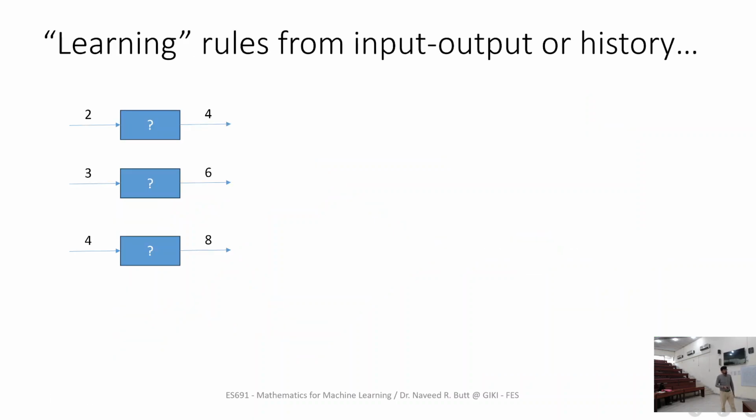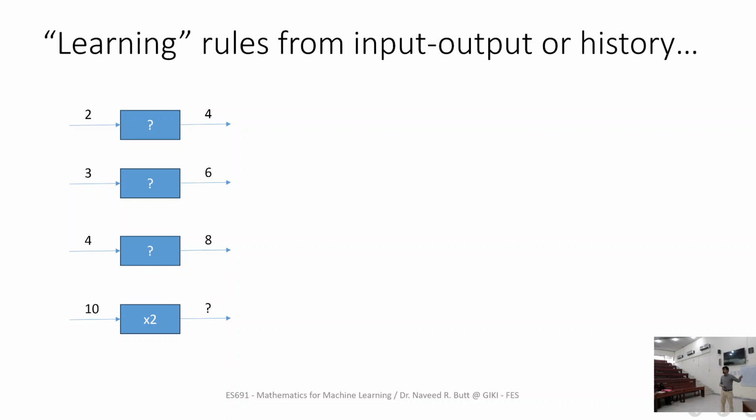Now, you could learn rules from input, output, or history of things. So for example, I tell you there is a system: when I give it 2, it gives me 4. I don't care what's inside. When I give it 3, it gives me 6. When I give it 4, it gives me 8. So what will it give me if I give it 10? Now your brain is learning. Yes, it's mathematical learning. You do it all the time in your mathematics. So what will come? 20.